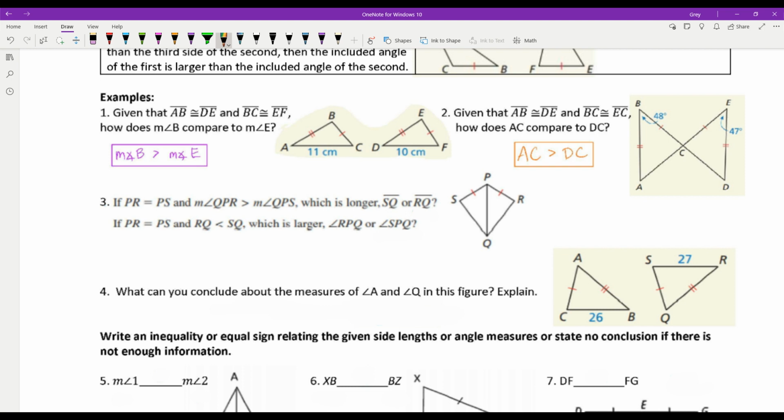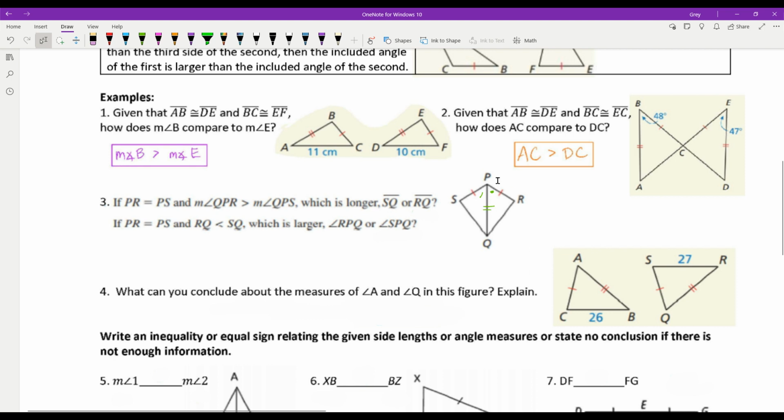Okay, look at number 3. I've got two sides that are congruent. PR is congruent to PS, or PR equals PS, and the measure of angle QPR is larger than QPS. So which side has to be longer? And you should stop and think that, wait, they only told us one side. But of course, y'all know that the other side that's congruent is this one right here.